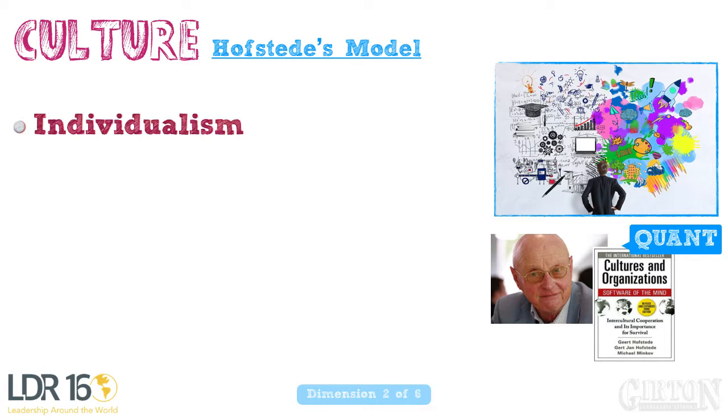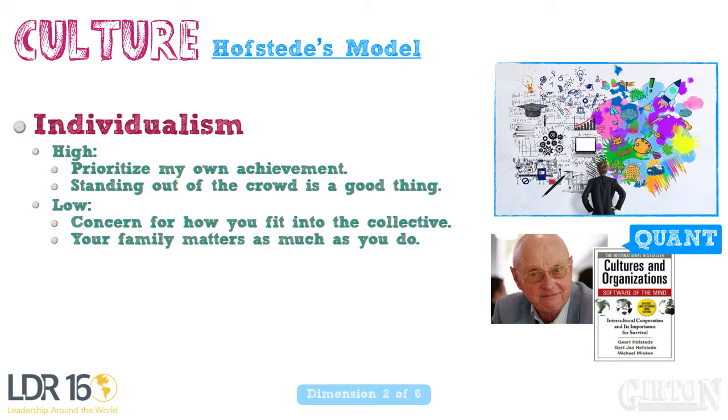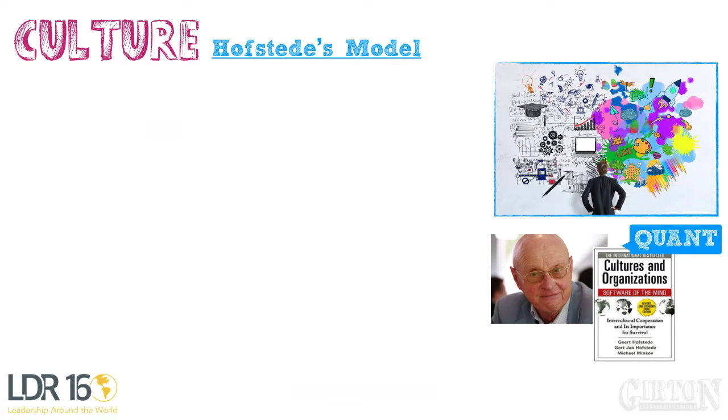So some things you might observe in an individualistic culture. High cultures would have priority on one's own achievement. They would think that standing out of the crowd is good. But in low cultures, it's concerned for how you fit into the group. Your family matters just as much as you do. And you don't want to stick out like a sore thumb, because there's a saying in certain collectivist cultures, he who sticks out like a sore thumb will get it cut off.